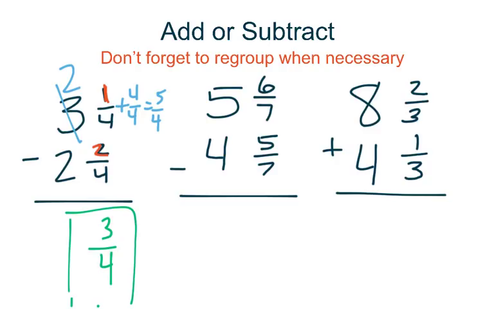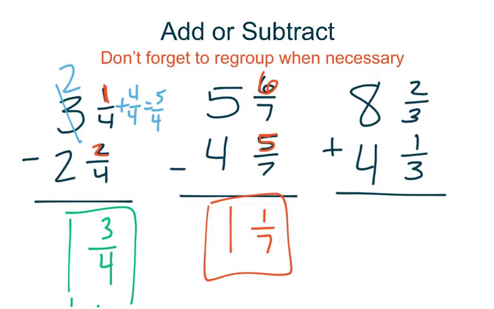We have 5 and 6/7 minus 4 and 5/7. Go ahead and subtract that. This one's pretty simple. My numerator, or my fraction on top, is greater than my fraction on bottom. So I just go ahead and subtract, and I'm left with 1/7, and then 5 minus 4 gives me 1, and I'm done. No regrouping necessary for that one.